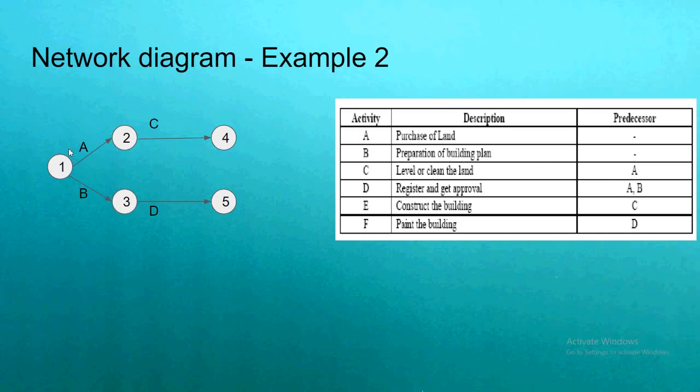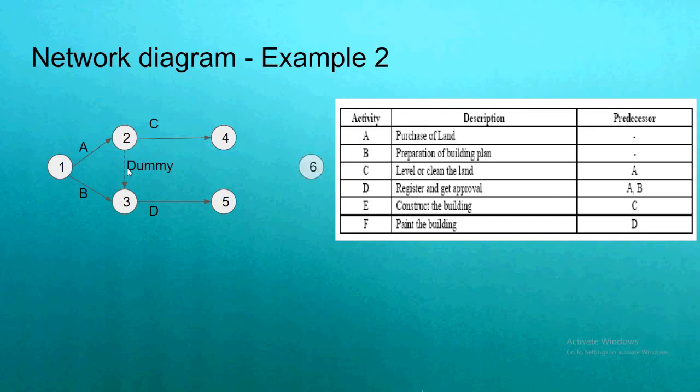In order to include A, let us introduce a dummy activity. So a dummy activity is included like this. Now you can see that A is also completed, B is also completed in order to start D. So this 2 to 3 is called a dummy activity. And this dummy activity does not consume any resources. It is just used to maintain logical flow in the diagram.